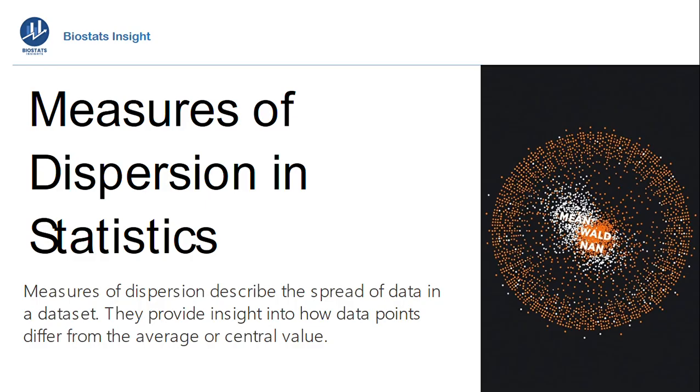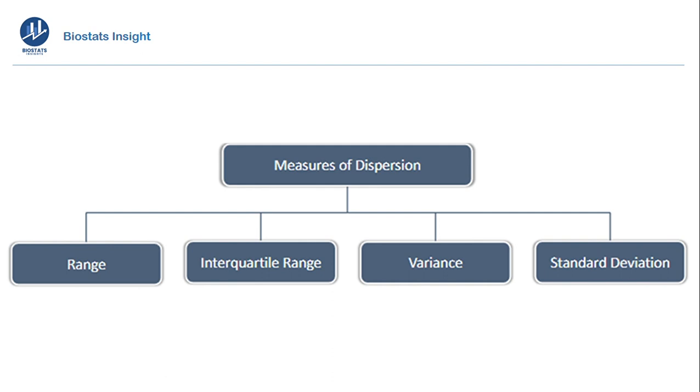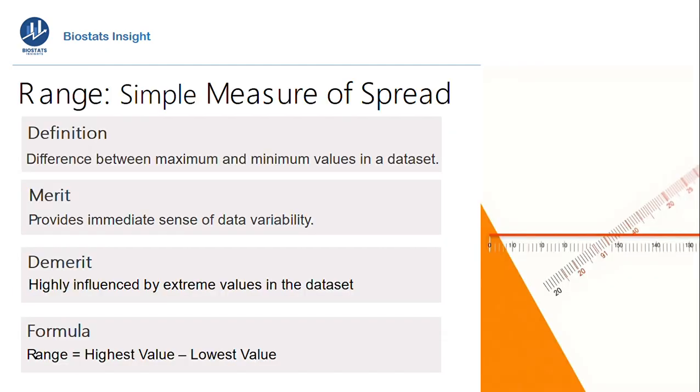Today we are going to discuss measures of dispersion in statistics. Whenever we want to see how data is spread, we need to measure it by dispersion. Dispersion basically provides insight into how data points differ from the mean, or center value, or average, you can say. There are types of dispersion we need to tackle. First is range, then interquartile range, variance and standard deviation. We will discuss each and every one in sequence.